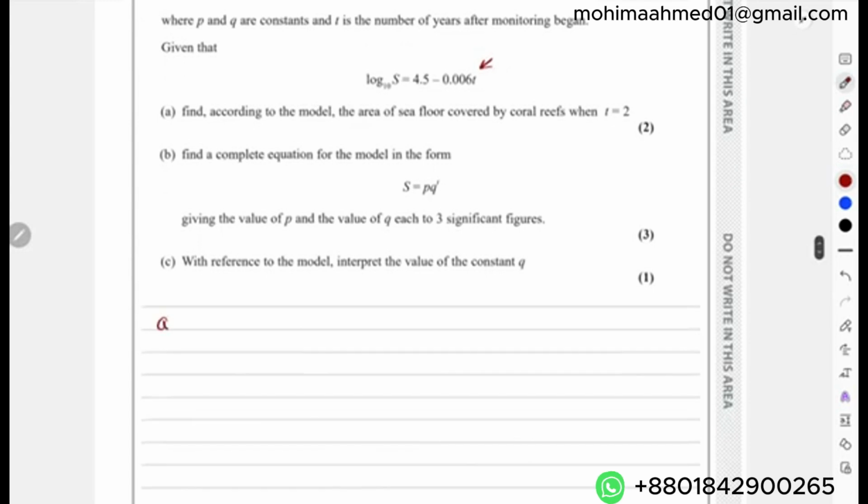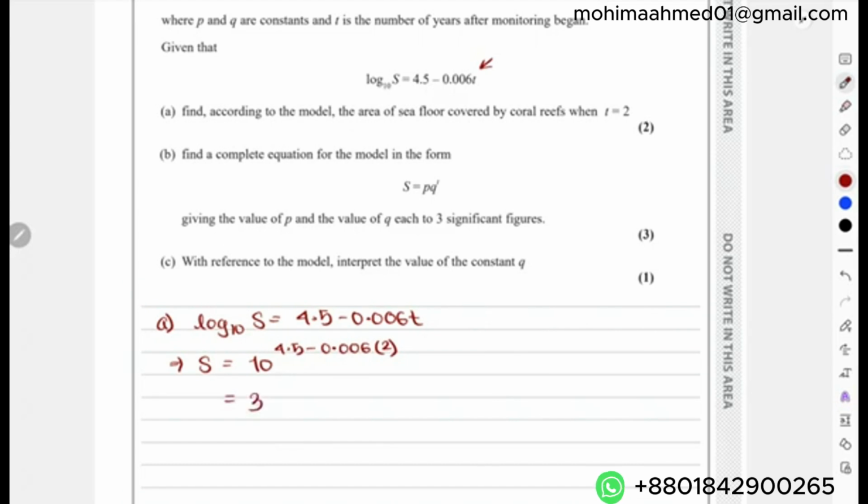So we have A log base 10 of S equals 4.5 minus 0.006 t. So if you just take this log to the right hand side, it will be like S equals 10, and everything on the right hand side will then become a power of this base. So it's 4.5 minus 0.006 with 3. If you calculate it, you get 376 something.